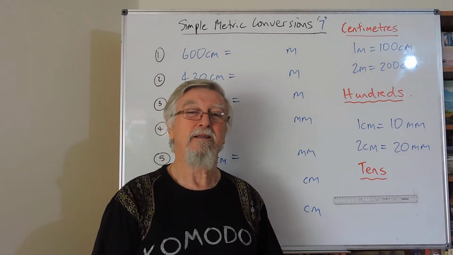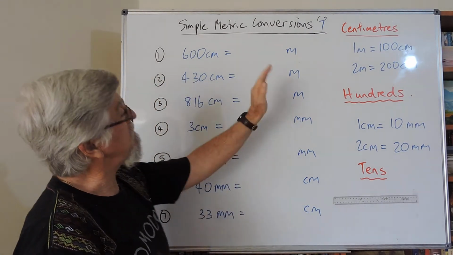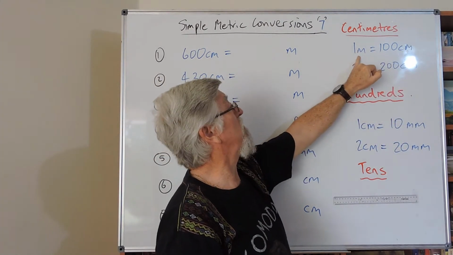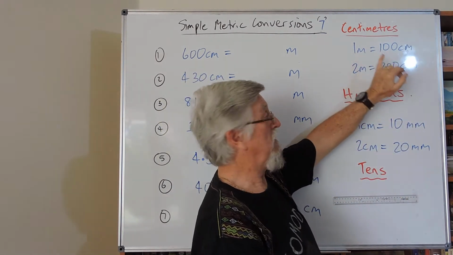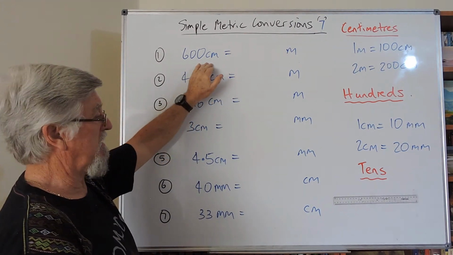Hi everyone, a little bit more on centimetres to millimetres. This time we're still going to go metres to centimetres first. So 1 metre would be 100, but in reverse 100 would be 1 metre. So 200 would be 2 metres, so 600 centimetres.